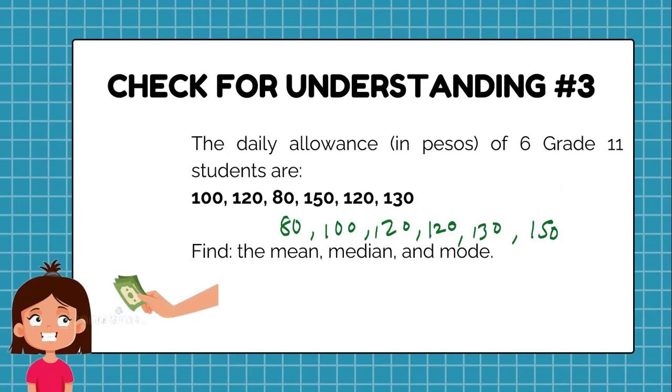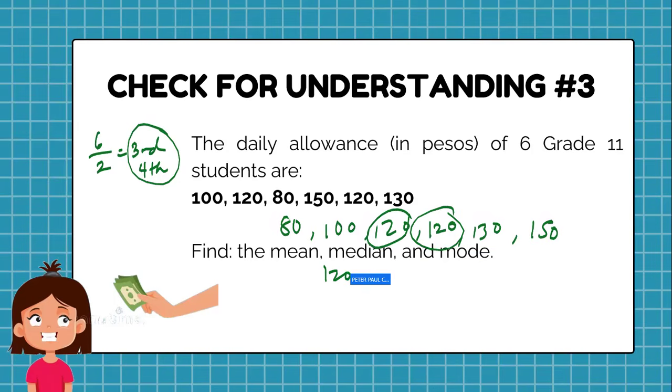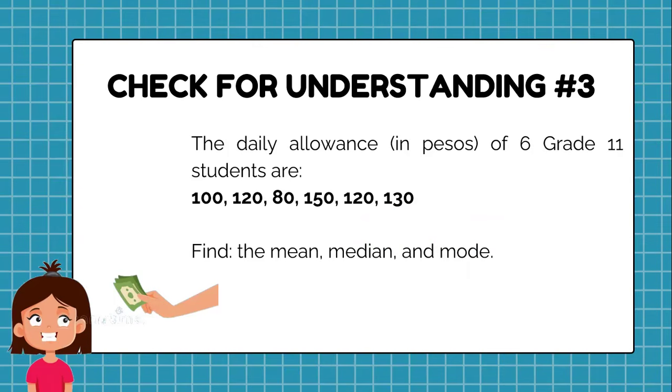This is an even set of data. So 6 over 2 is the third position, including the fourth position. So both positions, third and fourth, we get the average: 120 plus 120 divided by 2. Obviously, it's 240 over 2, so it's still 120. So that's your median. And of course, your mode will also be 120 because 120 appeared twice in the set of data.